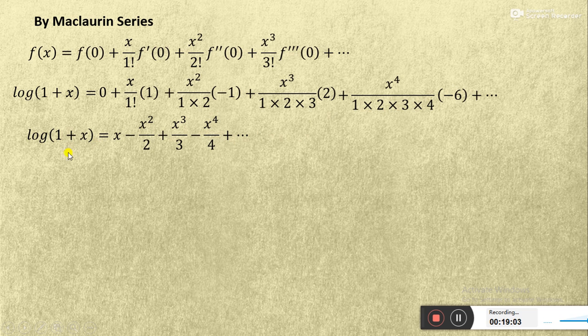This is the answer for log of 1 plus x. Therefore log of 1 plus x equal to x minus x square by 2 plus x cube by 3 minus x power 4 by 4 plus etc. This is the Maclaurin series for log of 1 plus x.